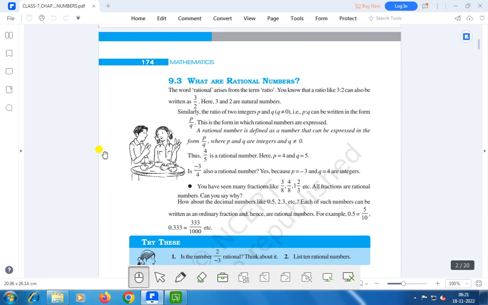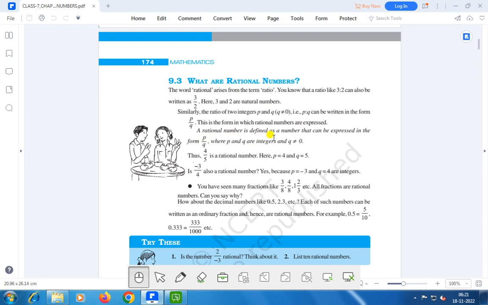Now, we have to define what are rational numbers. The word rational arises from the term ratio. We know that a ratio like 3:2 can also be written as 3 by 2. Here 3 and 2 are natural numbers. Similarly, the ratio of two integers p and q, p is to q, can be written in the form p by q. This is the form in which rational numbers are expressed.